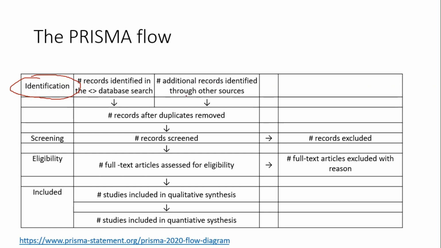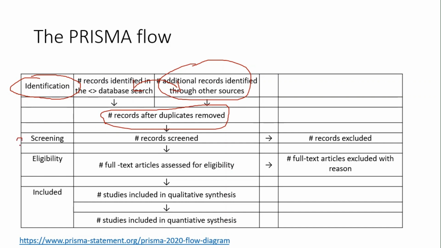Or you might have other records from some other sources. So you can have all those in this. You have to only tell the numbers here, how many records you identified. After that, there could be some commonality between these two. So the same record could be in this as well as in this. So you'd have to remove those duplicates and you tell the exact number after removal of the duplicates.